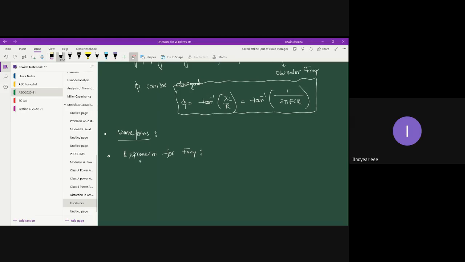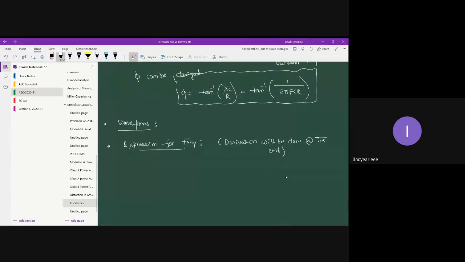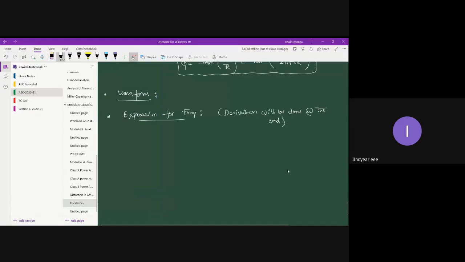Okay. Now, in the expression for frequency, the derivation will be done in the later half of the module. In the end, I will do the derivation. I will not forget it. Now let me go with the flow.